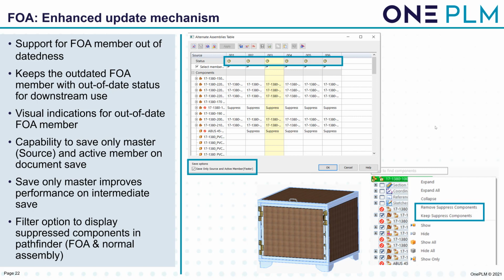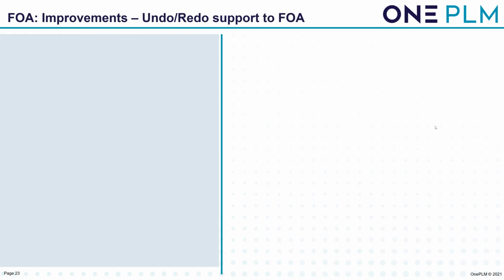Filter option to display suppressed components in Pathfinder. It's available in both FOA and normal assembly. That's just deciding if we're going to hide or show those suppressed options. If you are going to use this command, make sure that other users know that you are using it, otherwise they might go and bring those parts in again. So just be very careful.